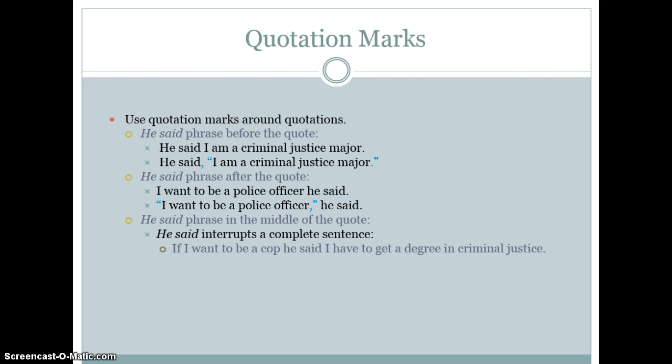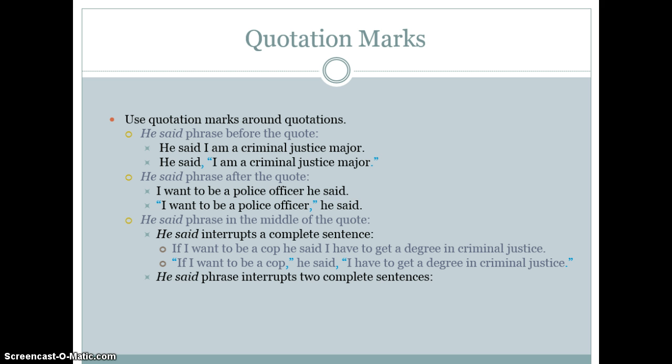Because that's a complete sentence all by itself, we're still going to put everything he said in quotation marks, so I will need two sets of quotation marks here. But I'm going to offset the attributive tag from both parts of the sentence with commas. Quotation mark, if I want to be a cop, comma, quotation mark, he said, comma, quotation mark, I have to get a degree in criminal justice, period, quotation mark.